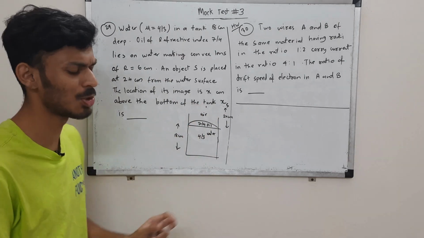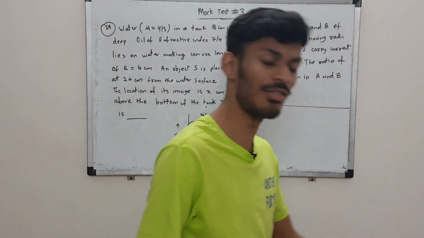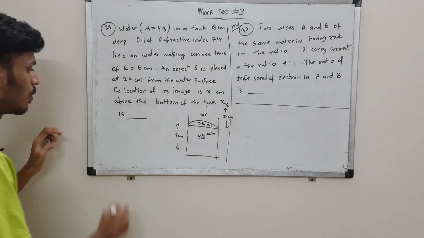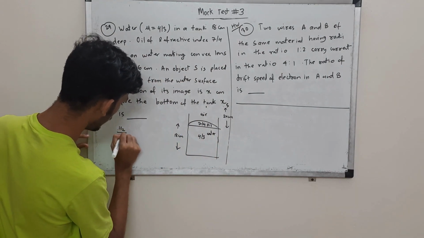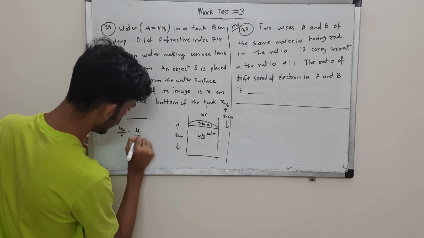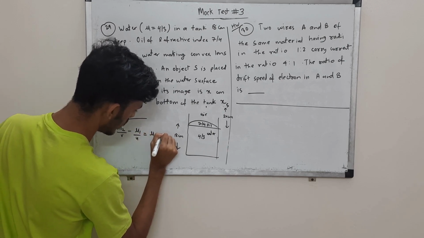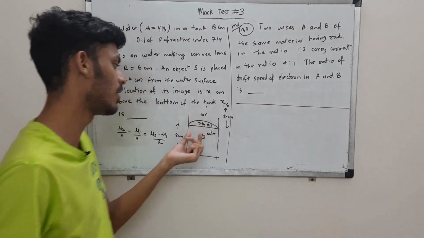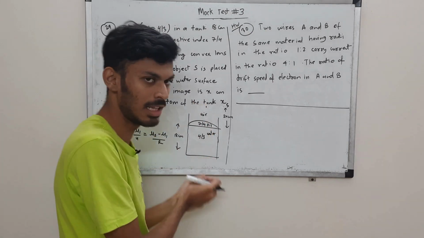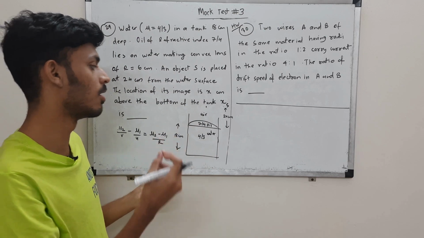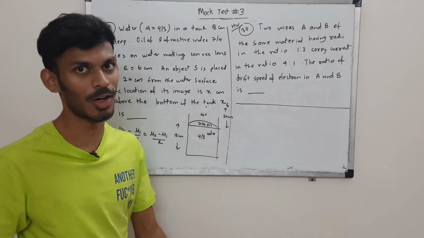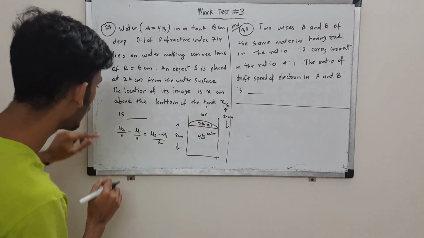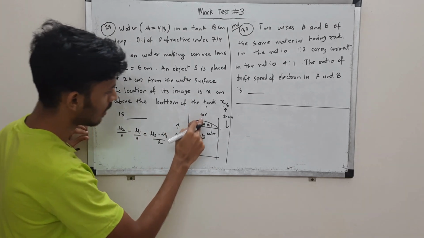Okay, so you are just supposed to use the refraction formula twice. Okay, mu2 by v minus mu1 by u is equal to (mu2 minus mu1) upon r. First we'll use it for the air-oil interface, and we'll get an image. That image will act as a virtual object for the oil-water interface. That is the concept.